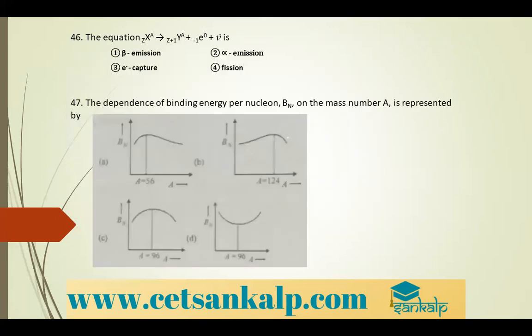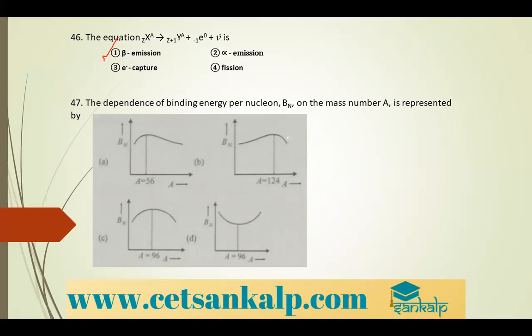Next, whatever equations are given, you have to analyze and tell the particular equation for which it is beta emission. Okay, since the atomic number increases. Since atomic number increases, option 1.